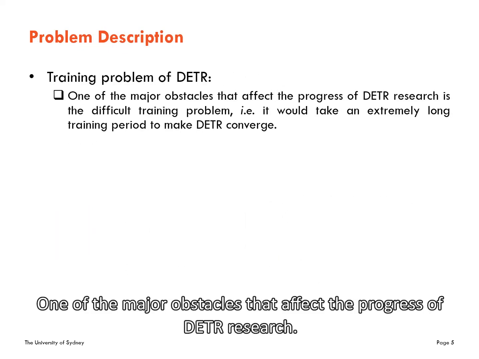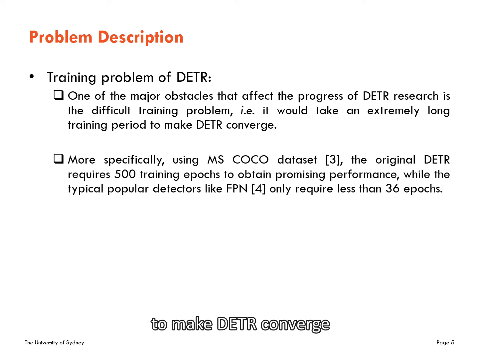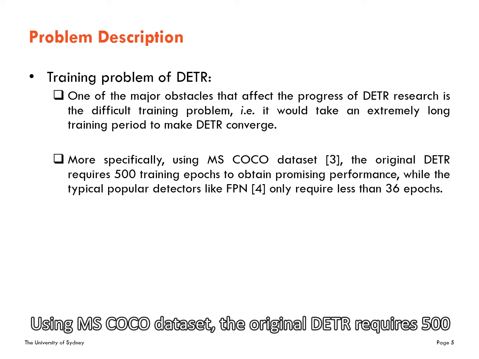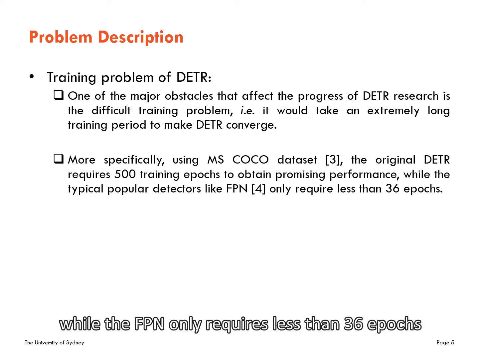One of the major obstacles that affect the progress of DETR research is the difficult training problem. It will take an extremely long time to make DETR converge. Using the MS COCO dataset, the original DETR requires 500 training epochs to obtain promising performance, while the FPN only requires less than 36 epochs.